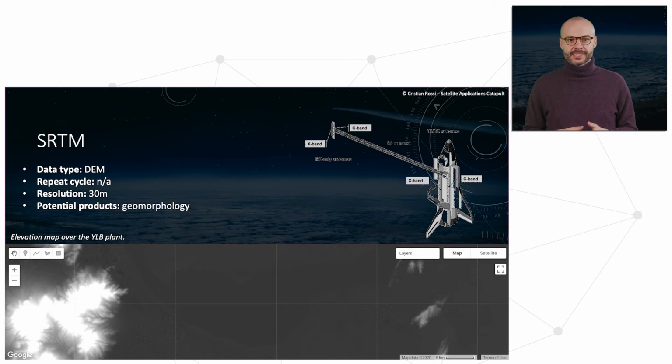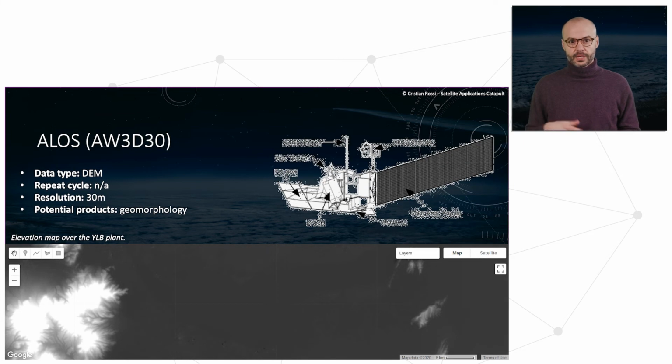Topography: SRTM is a topographical mission. It provides a digital elevation model of the Earth that's bounded at plus or minus 60 degrees of latitude, with a resolution of 30 meters. Similarly, ALOS or AW3D30 is a topographical mission with similar characteristics.